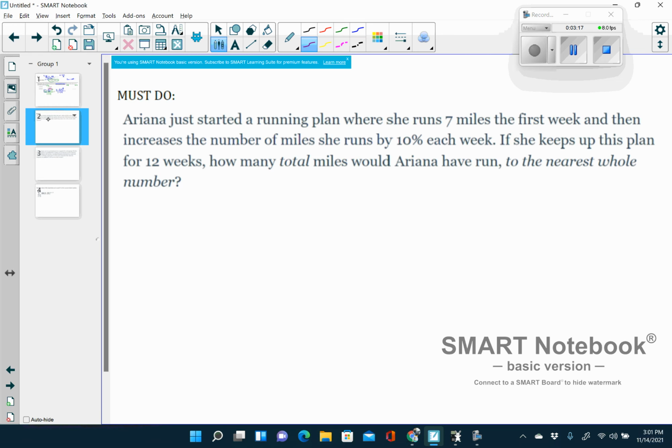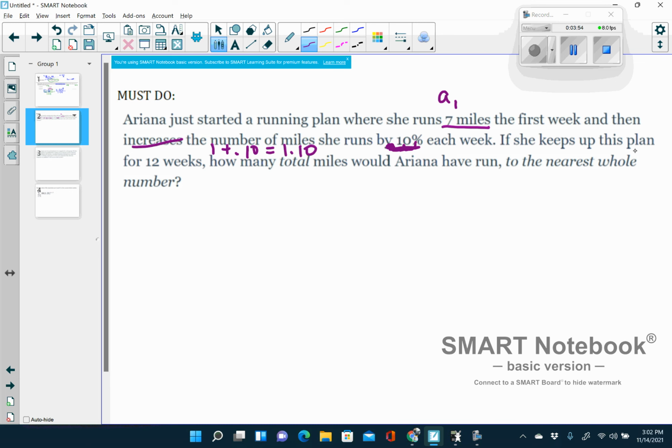Okay, so we're going to do some questions that look like Delta Math. Ariana just started running a plan where she runs 7 miles the first week. That right there is our A1. And then she increases the number of miles she runs by 10% each week. So for this one, she is increasing. That's 1 plus 10% as a decimal. Remember to move the decimal 2 places to the left, which is 0.10. So 1 plus 0.10, or $1 plus 10 cents, is $1.10. That right there is what goes in the parentheses. I'll talk to you about that in a second.